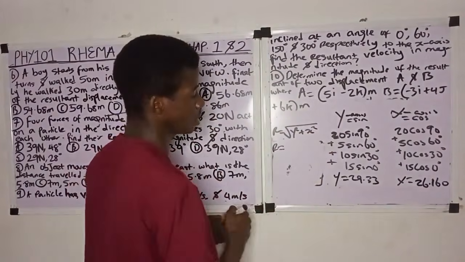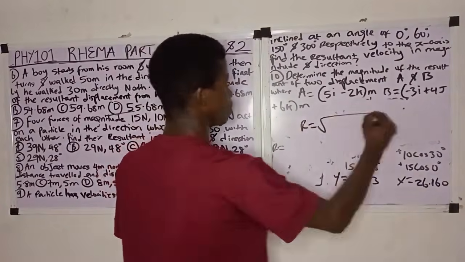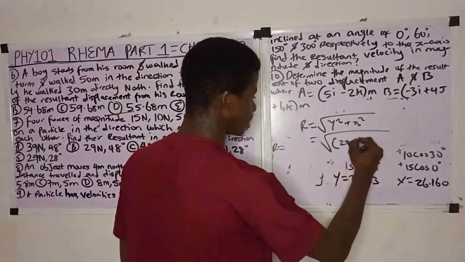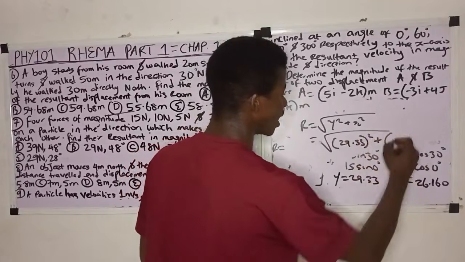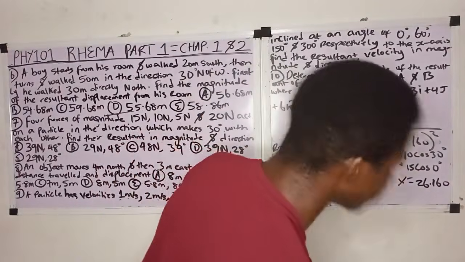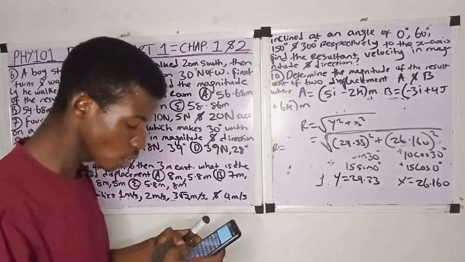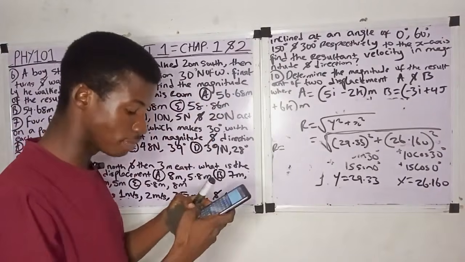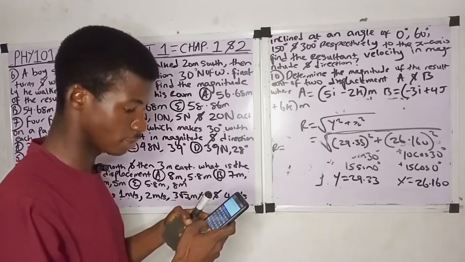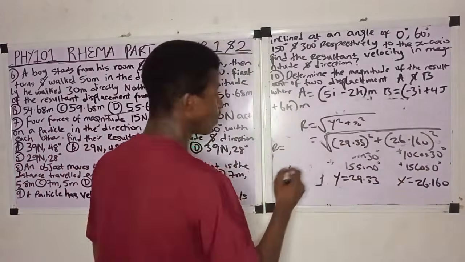Our y is what? Okay, and we know our y already, right? So let me expand it. Okay, so R is equal to root y squared plus x squared, right? Yes, we continue. Our y is what? Is 29.33, right? So all squared, then plus bracket open our x is what? 26.160 all squared, right? Yes. So let's see the square root of everything. Let me just be fast. Let me do it straight on the calculator. So square root bracket open 29.33 bracket close all squared, then plus bracket open 26.160 bracket close bracket close all squared. So my answer is 39.3.